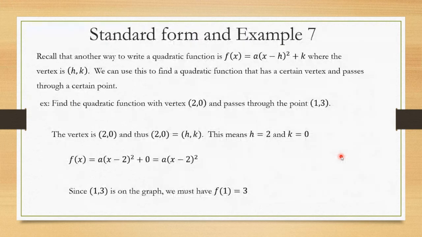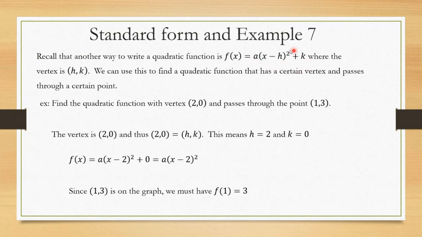Well, recall the standard form. Again, the standard form for a quadratic function is this. Now notice the minus here. It's x minus h squared plus k. That's actually very important. hk, remember, is the vertex. A is the same as before, ax squared and all that.